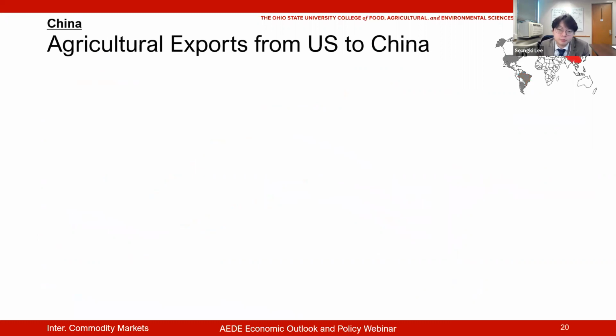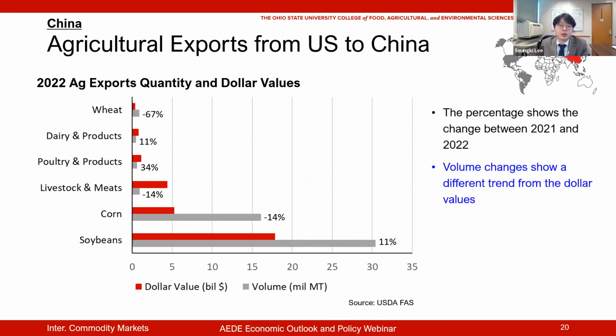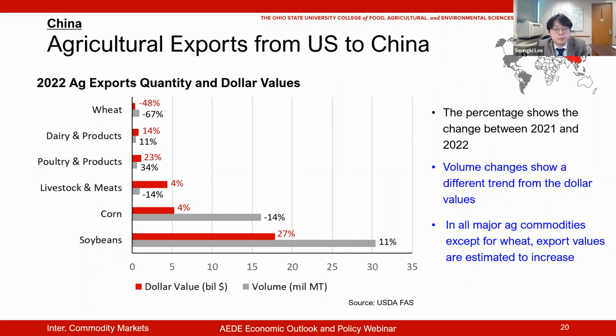And now let's change gear and check the biggest export market in the world, China. This is a graph that I generated from the FAS forecast of US ag exports to China. First, when you look at the gray bars, the export volumes and percentage changes from last year can be found. Corn, wheat, and livestock are major ag commodities that we will have lowered exports to China. But I also put in the dollar value changes for comparison. In dollar terms, surprisingly, except for wheat, all commodity exports are estimated to go up.